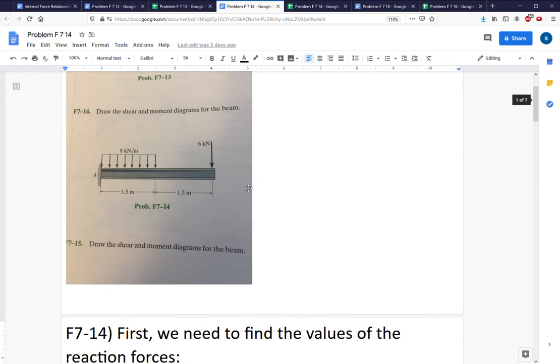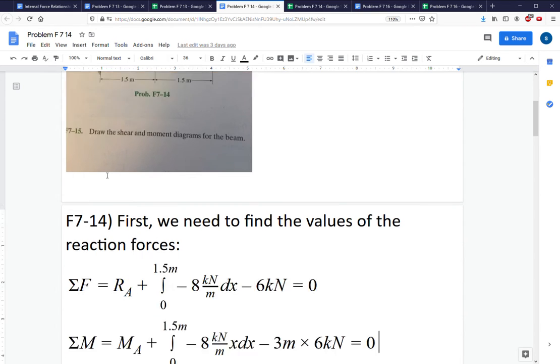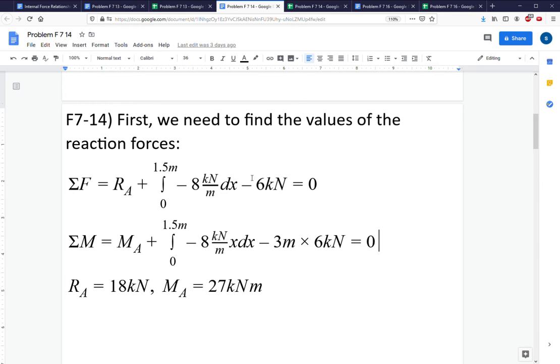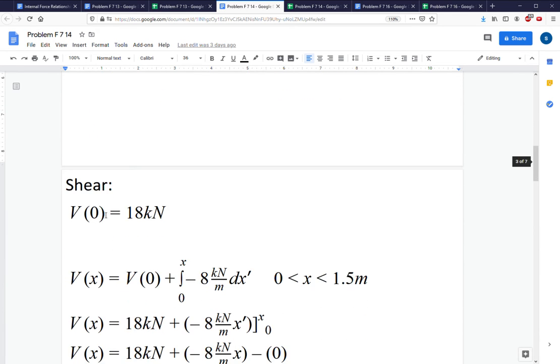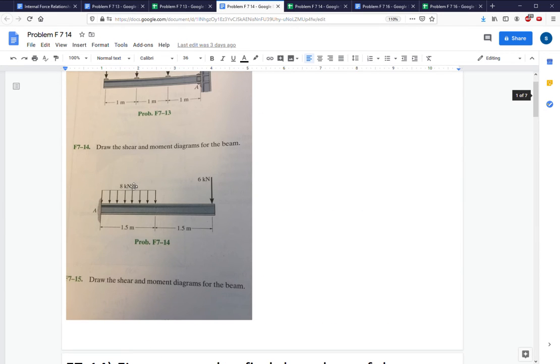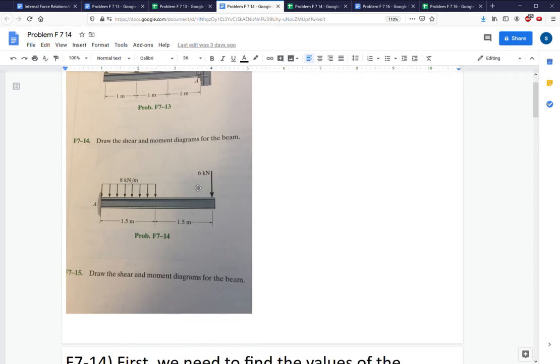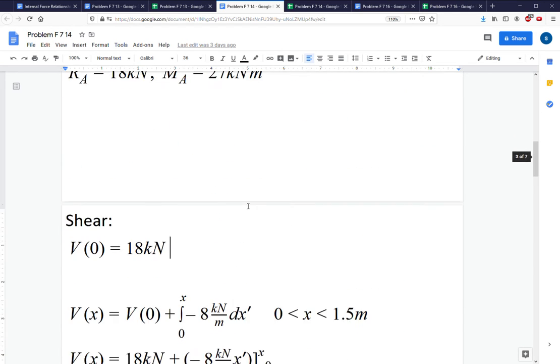Because this reaction force is on the leftmost part of the beam, the shear function starts at the value of that reaction force. So that reaction force is 18 kilonewtons, so we know the shear at point 0 is 18 kilonewtons. Now this beam has two distinct regions, with the breakpoint right here. So the first region goes from x equals 0 to x equals 1.5. It has a w function of negative 8 kilonewtons per meter.